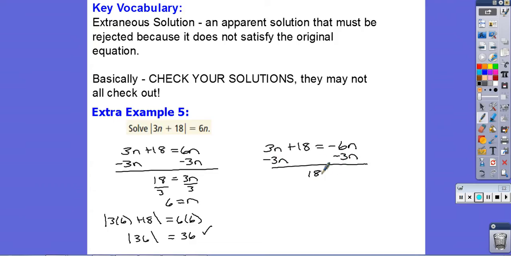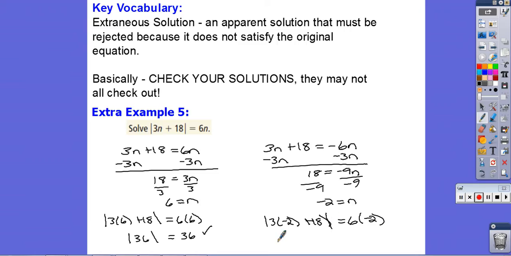So I get 18 equals negative 9n. I divide by negative 9, and I get n equals negative 2. So now we need to verify if this one checks out or not. We're going to do the same thing where we plug in negative 2, and we're going to do 6 times negative 2 on this side.